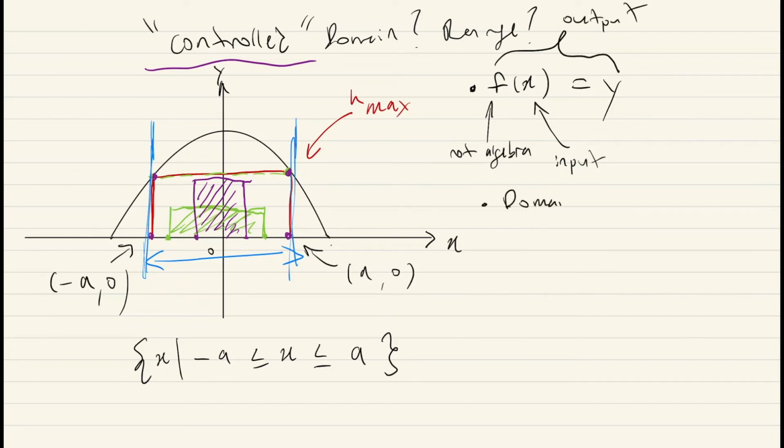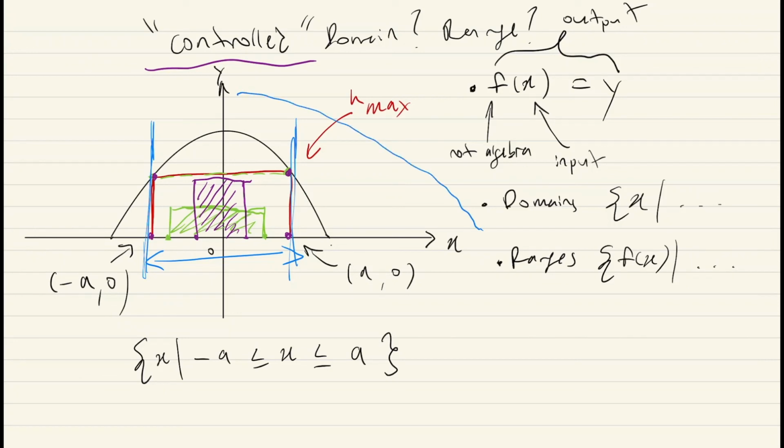Domains are a set of x values, and ranges are a set of y values, which can be expressed as such. And just to take your eyes over here, look at this thing. Instead of writing y, we can change it to f of x.